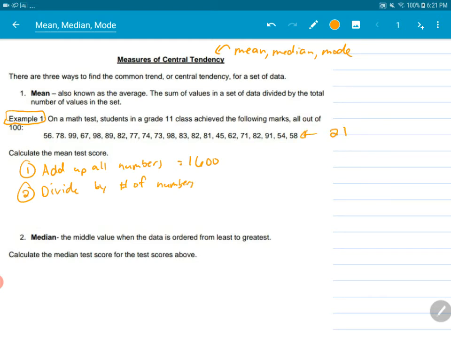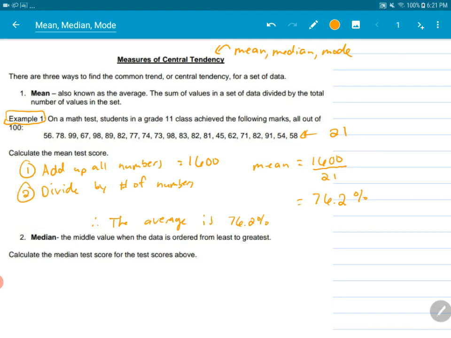There are 21. So our mean is going to be our total of 1600 divided by 21. Do that in your calculator and you should get a value of 76.2%. So that means the class average for that test is 76.2%. You add up all the numbers of the data you're given, count how many there are, and divide the total by how many there are. I'm confident you will be totally fine with that one.